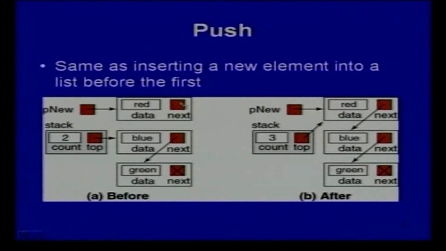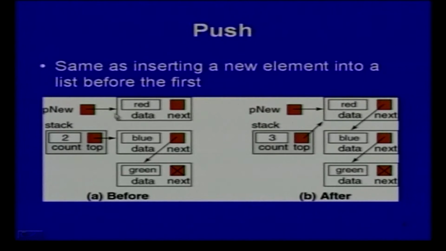So, let us assume that this is the element that we want to insert, and this is the previous stack. The previous stack has this count and this top. So, top is pointing to the first element in the stack. Now, you want to insert the new element. First, you have to create a node for the element, and this is the address of the node, and this contains the data read and a pointer next.